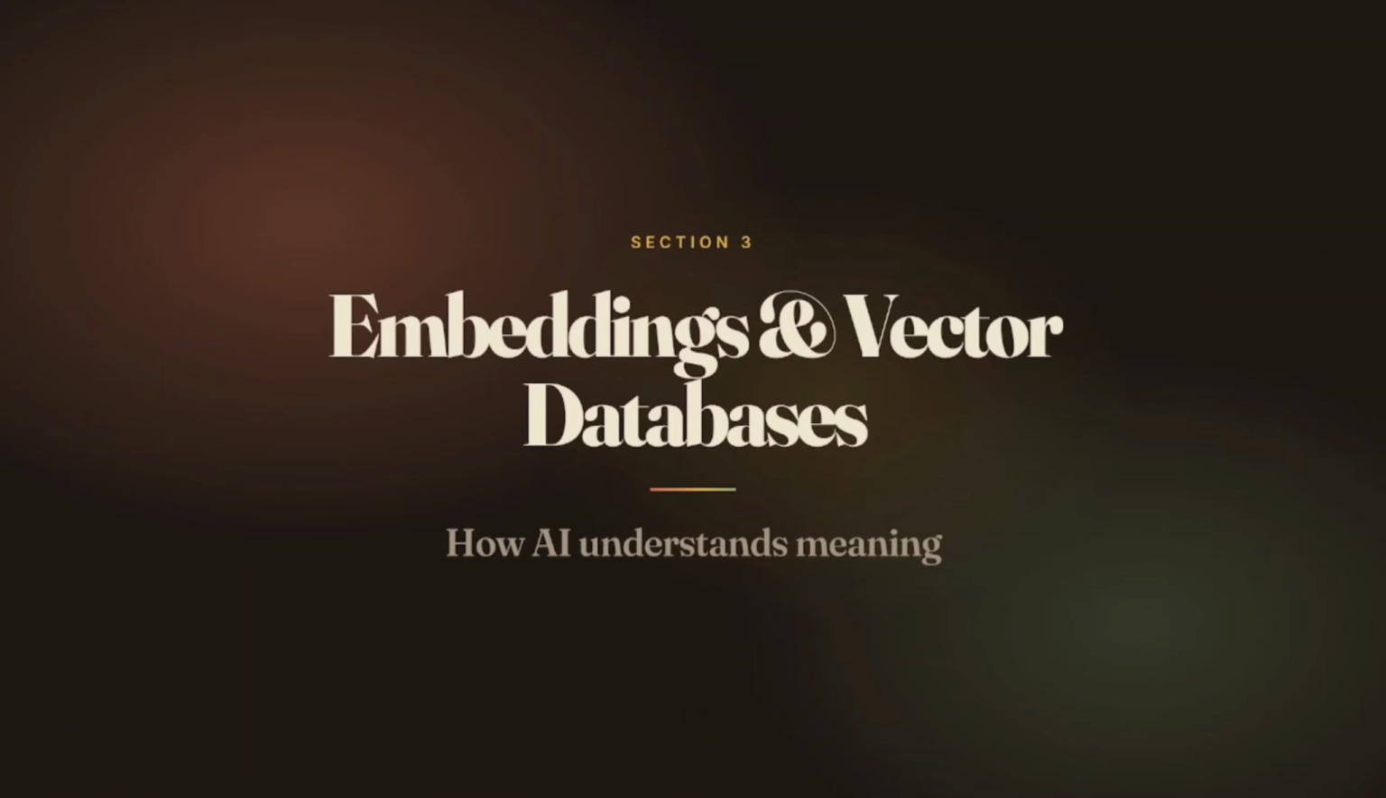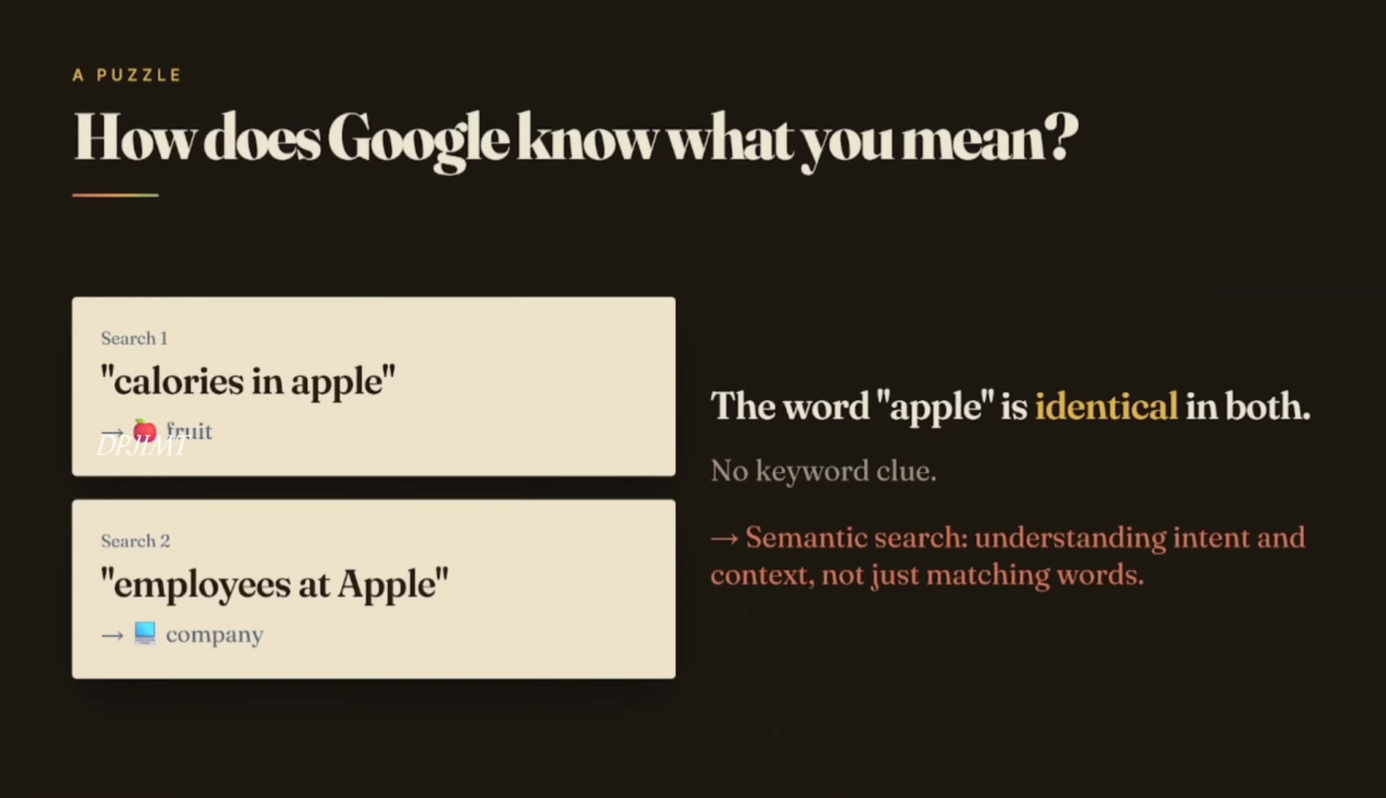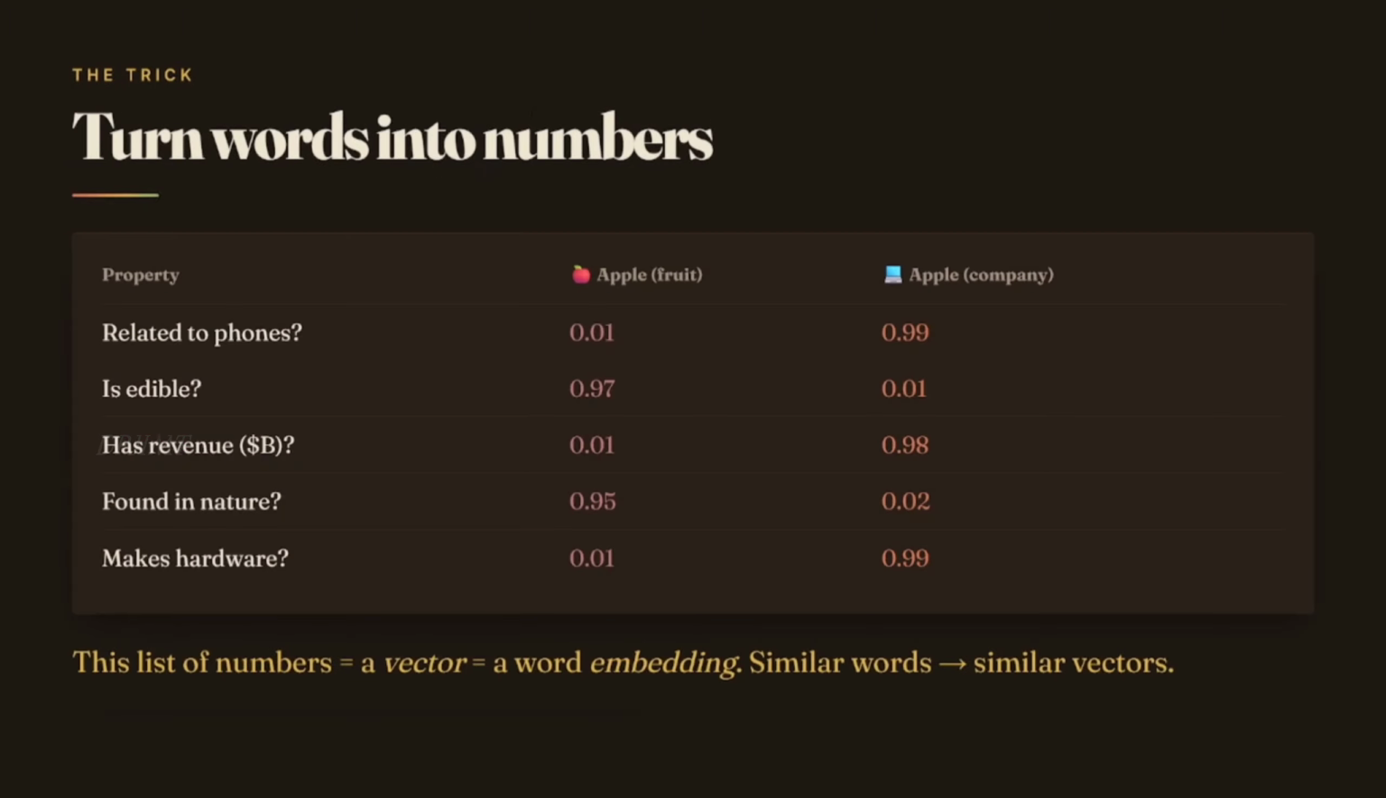Now, let us learn about two more concepts, embeddings and vector databases. When you search Google for "calories in apple" versus "employees at Apple", how does Google know the first apple is a fruit and the second Apple is a company? Well, it uses semantic search, not exact keyword matching, but understanding the intent and context of a query. The mechanism underneath is embeddings. An embedding is a numerical representation of text in the form of a vector, a list of numbers that captures the meaning of the text.